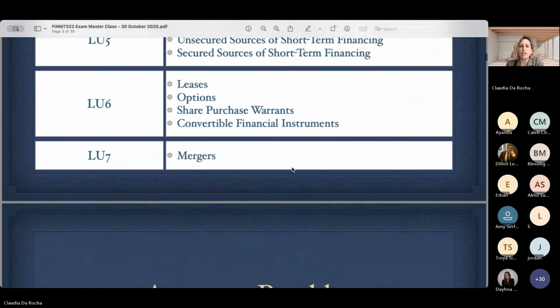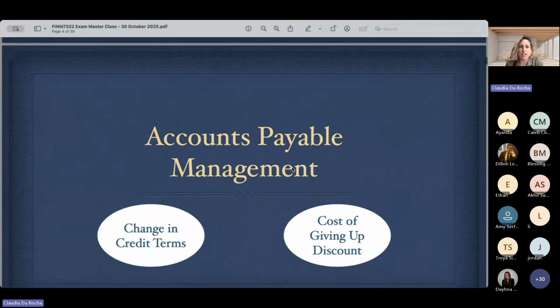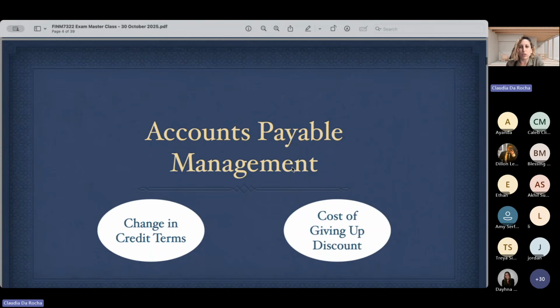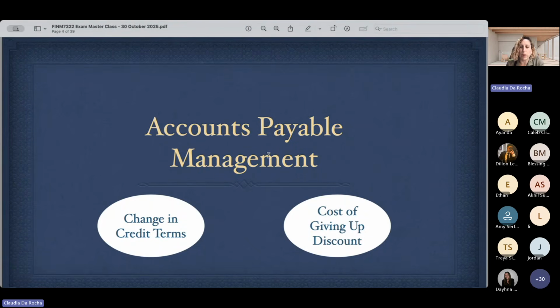My slide deck today is slightly different to the previous master classes in that I have noted the key areas under each topic and then gone into the formulas. For accounts payable management coming out of learning unit 5, there are really two topics that can be asked: the change in credit terms and the cost of giving up a discount.